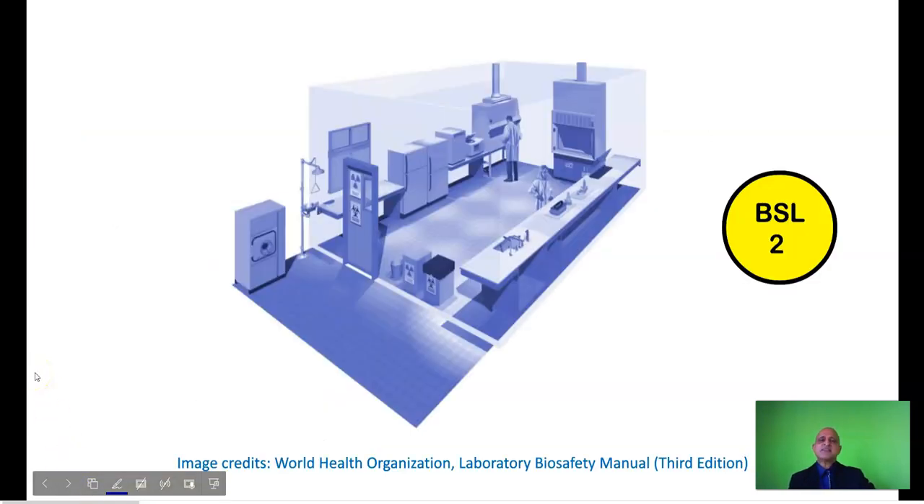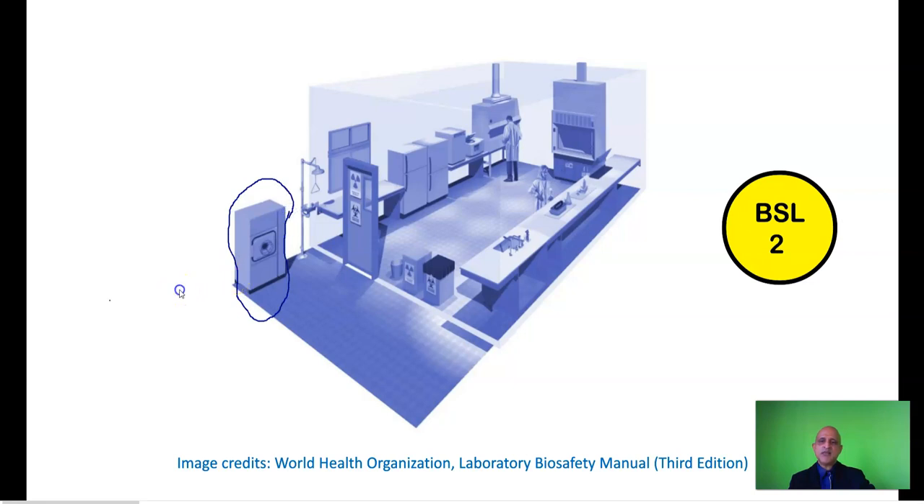I will briefly describe to you what is expected of a BSL2 or Biosafety Level 2 laboratory. Okay, so let's look at it. I have prepared a graphic for you. So this is a BSL2 laboratory, and as you can see, this is a standard layout. Okay, and what I would like to highlight first is the presence of the autoclave.